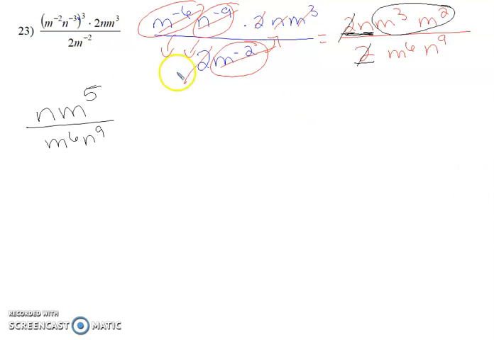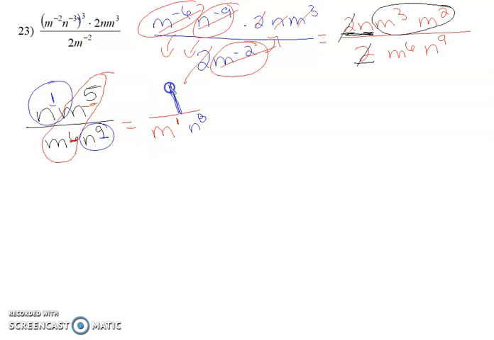Then I can combine across my line. I've got m to the 6th and m to the 5, which tells me 6 minus 5 is 1, and I put it on the bottom because 6 is bigger than 5. And then I've got n to the 1 and 9. 9 minus 1 is 8, and I put it on the bottom because 9 is bigger than 1. And you guys know that if there's nothing up top, I put a 1.